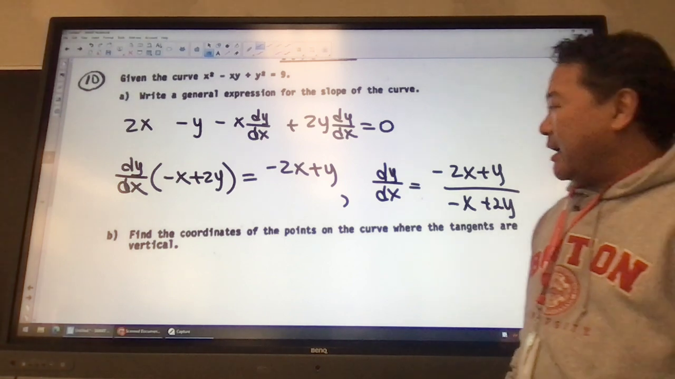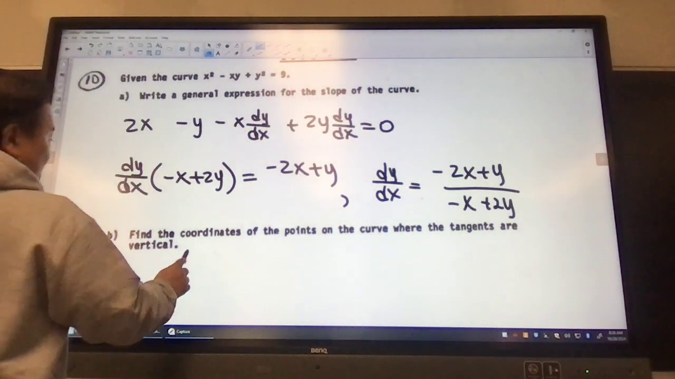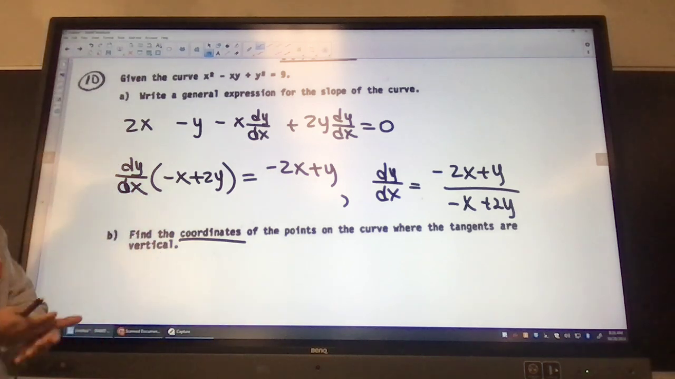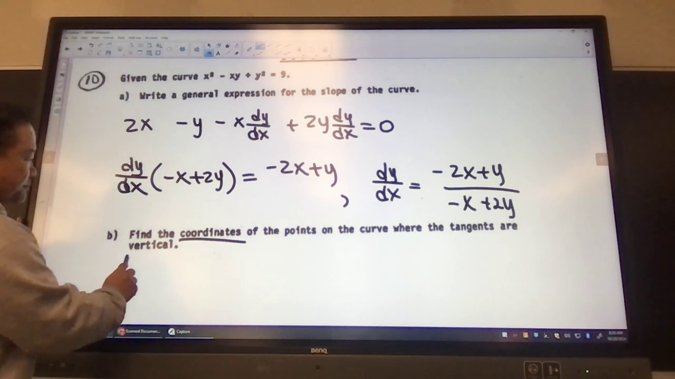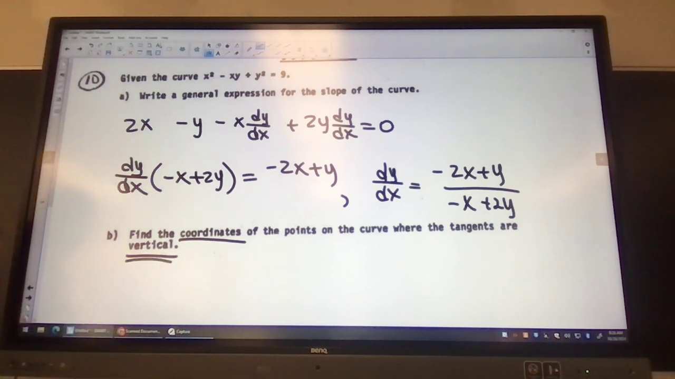Now, how about part B? Find the coordinates. That means they want you to find the x and y values of the points on the graph where the tangents are vertical. Tangents are vertical. So that means what? What do you realize about the slopes, guys? Tangents are vertical. So what am I looking for? Anybody? What am I looking for here? The fact that the tangent is vertical.